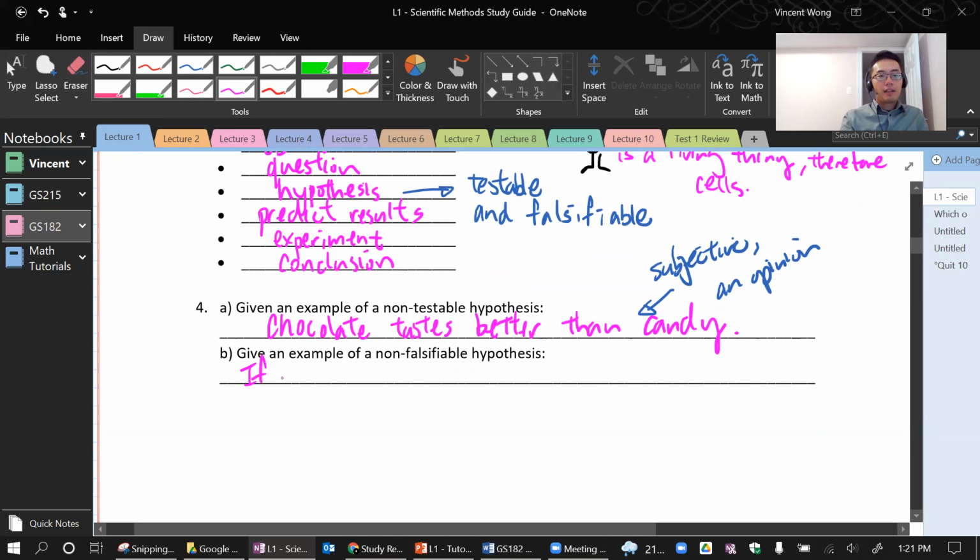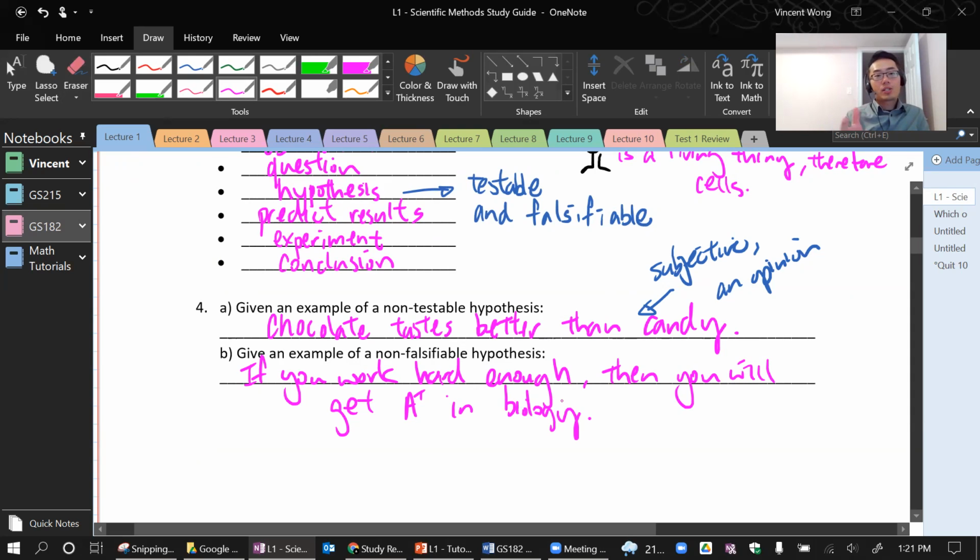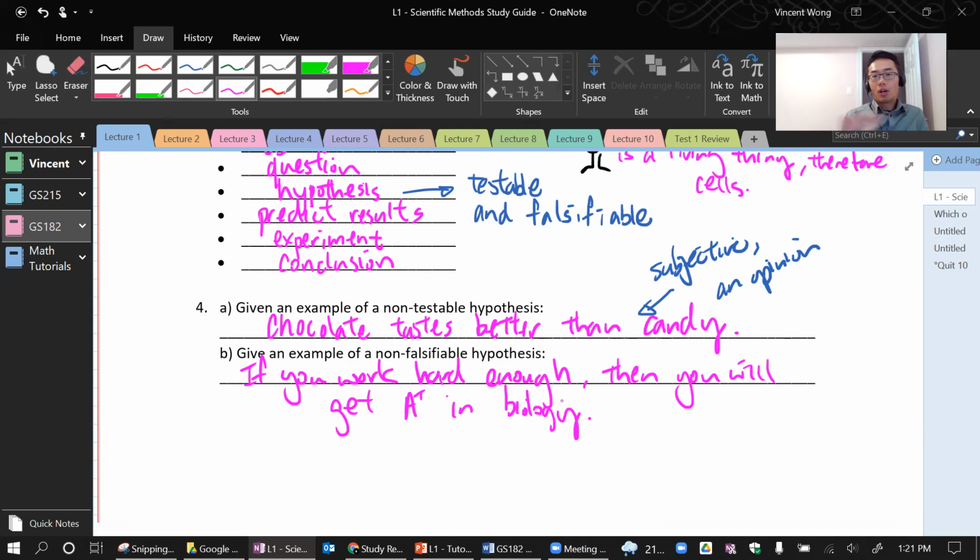Okay, if you work hard enough. Sounds like something my parents would say to me when I was younger. Where if you work hard enough, then you will get an A+ in biology. Okay. So this one is not falsifiable. Because if I don't get an A+, if I only got a B or C, then the counter argument is that, well, you didn't work hard enough.